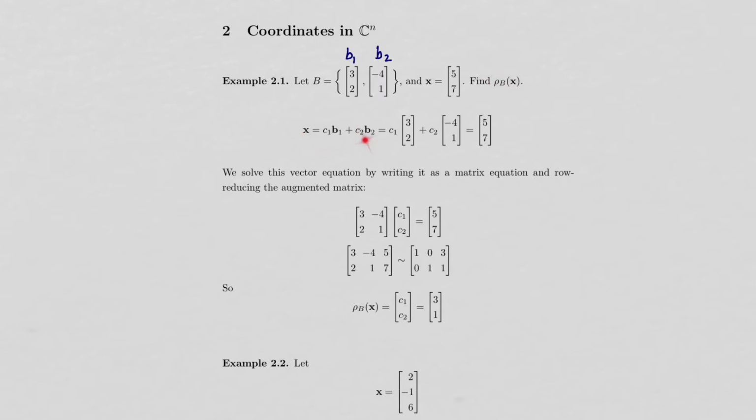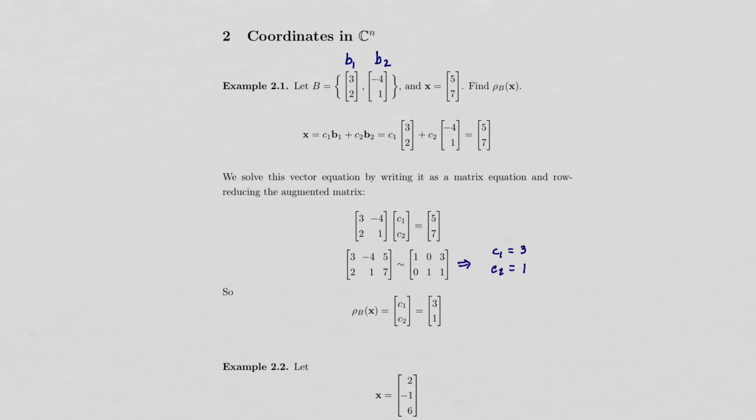So I've got this vector equation. I'll replace b1 and b2 with the vectors from the basis, and I'll replace x with the given vector. And now I can see I've got a vector equation. I can write the corresponding matrix equation, row reduce the augmented matrix, and I can see that I've got a unique solution here. So here's our solution, and that means the coordinate vector is the vector 3, 1.